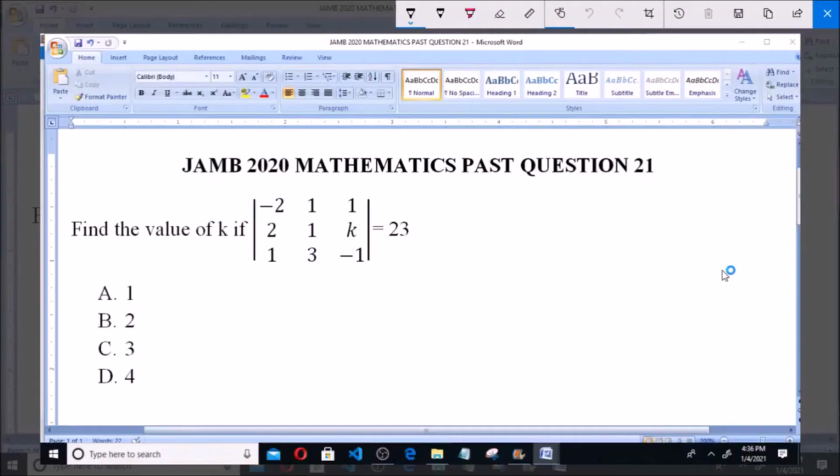Good day and welcome. I'll be answering JAMB 2020 mathematics past question 21. Find the value of k if this 3x3 matrix is given. Look at the k here, and we have to find the value such that it equals 23. That is, the determinant of this matrix is 23.